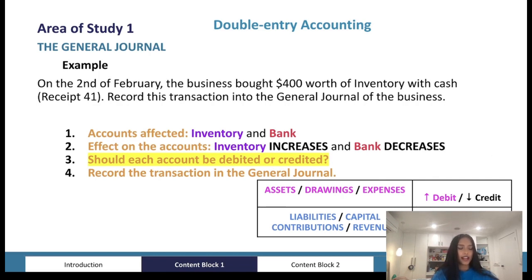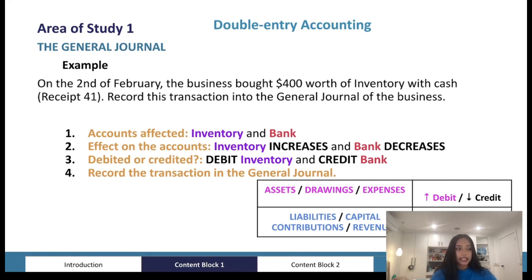For asset accounts, an increase is a debit and a decrease is a credit. And as we established, inventory will be increased. So according to the rules, inventory is debited. So we debit the inventory account. On the other hand, we need to decrease bank. And so we'll credit bank. So yeah, we need to credit the bank account.